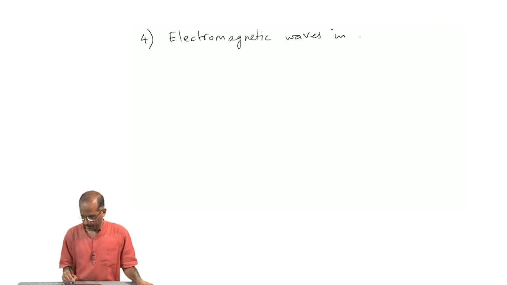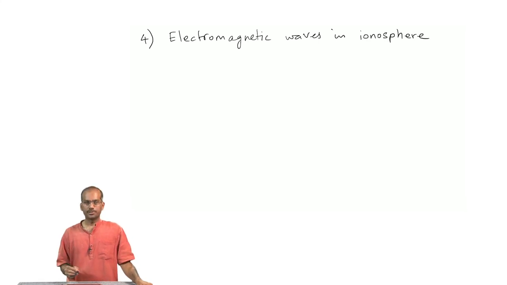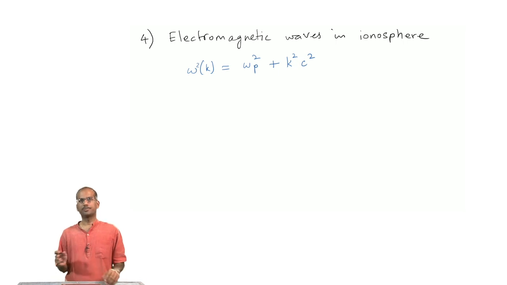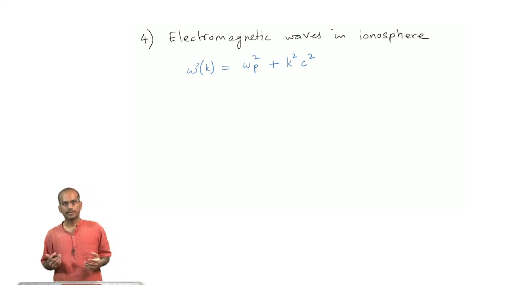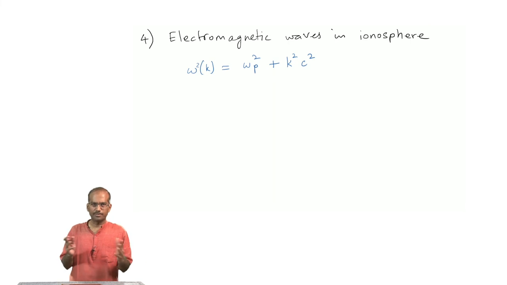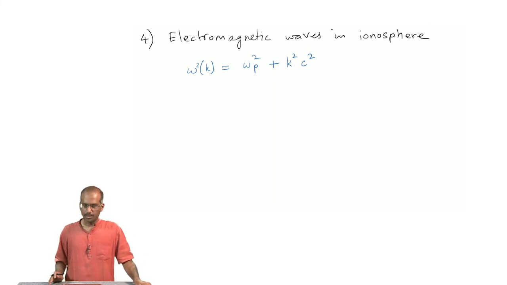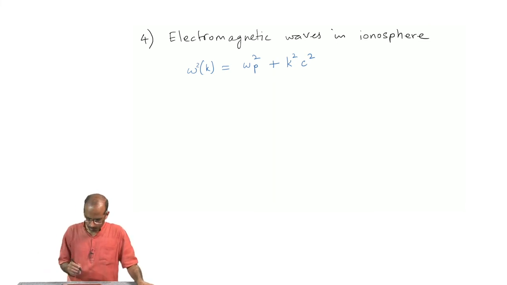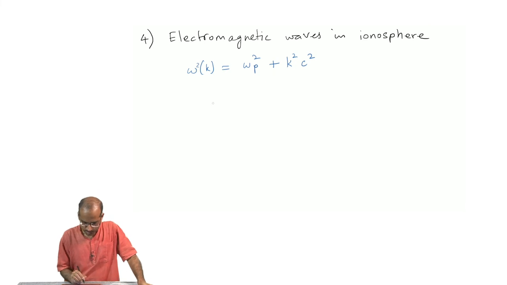Electromagnetic waves in the ionosphere. In this case the dispersion relation is given by the following relation. This is a dispersion relation that is valid in some range of frequencies. Right now let us not worry about the range of validity of this dispersion relation. In some limited range of frequency this is valid. Omega p is what is called the plasma frequency. Now, let us differentiate this with respect to k, and we will get the following.